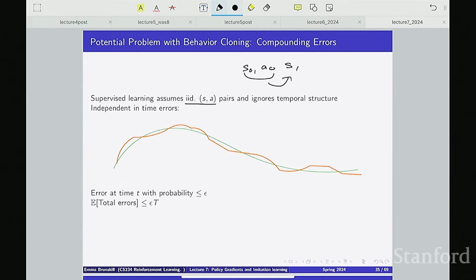So one of the challenges is that if you have independent in time errors, generally that's not too bad. And that's what most of our supervised learning guarantees are for, that you assume your data is all IID, and then you can think about how much error you get in your estimates. So in general, if you have an error at time t with probability less than or equal to epsilon, and you have T decisions, then your expected number of total errors, if all of your decisions are independent, is just epsilon times T, because they're all IID. Okay, and that's not too terrible.